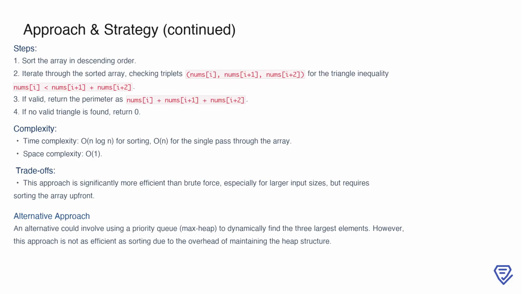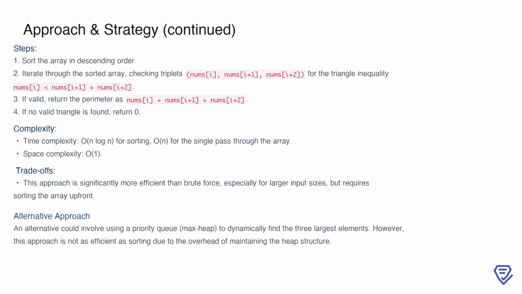Specifically, for any triplet, nums[i], nums[i+1], nums[i+2], we verify whether the largest side, nums[i], is less than the sum of the other two sides, nums[i+1] plus nums[i+2]. If this condition is met, the triplet forms a valid triangle, and we return its perimeter as the sum of the 3 sides. If no valid triangle is found after examining all triplets, we return 0, indicating that no triangle can be formed.